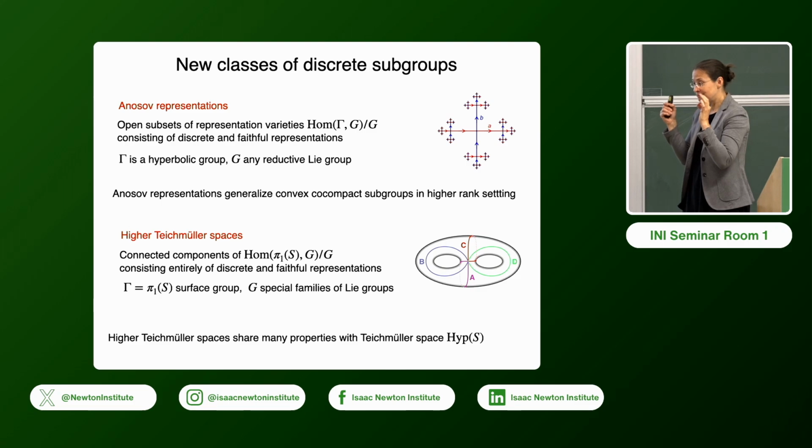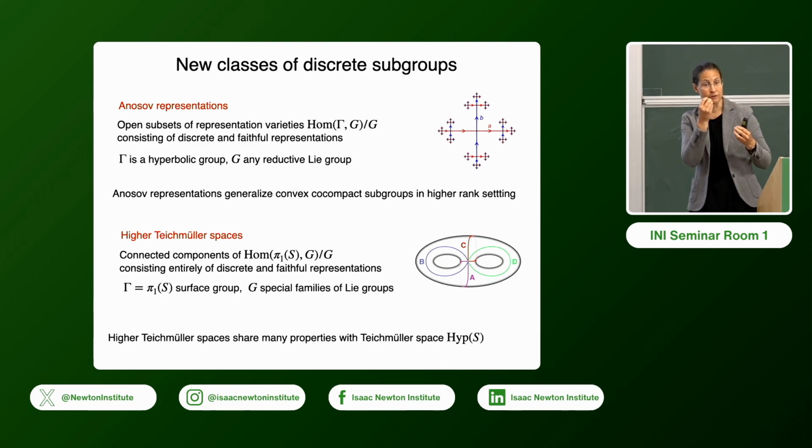And so the point I want you to remember is that this is really the appropriate generalization of convex compactness in higher rank. Then I will now tell you a little bit about Anosov representations, and then there are higher Teichmüller spaces, which are a subset of the set of Anosov representations, which really look like a generalization of Teichmüller space in the setting of higher rank Lie groups.